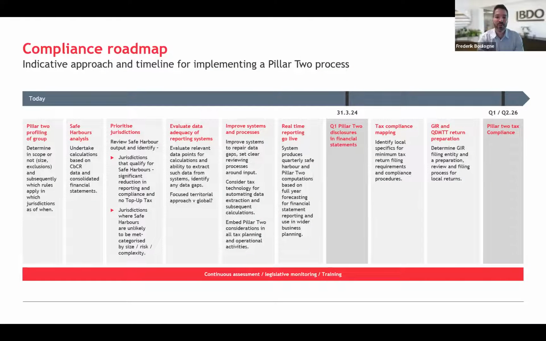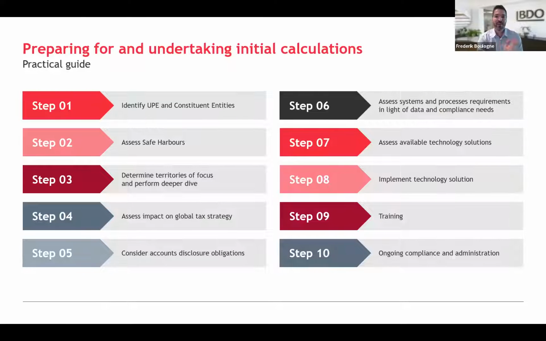If we could move on to the next slide, please. We've summarized the steps in my previous slide in a much shorter format in the next slides, and they could be summarized again as 10 steps.